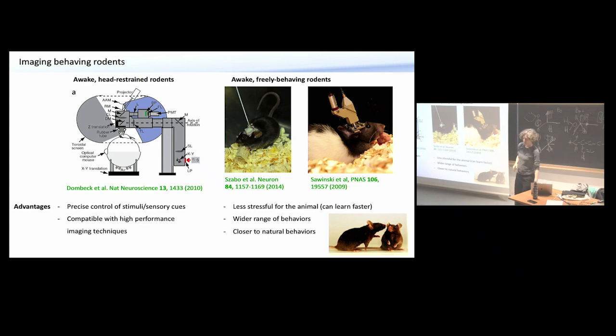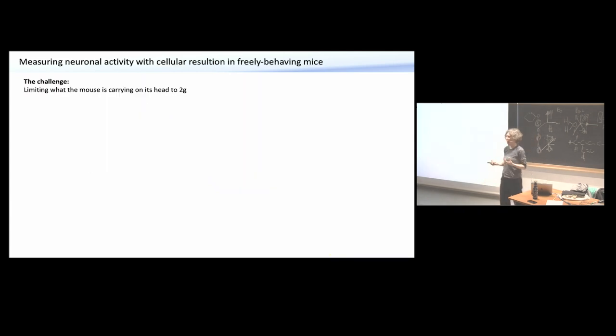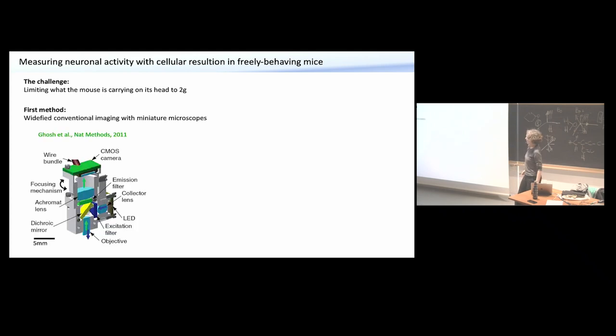Okay. But so what is the challenge for this? The challenge is that you need to have your microscope that is 2 grams, because you need to put it on the head of the animal. So how can you miniaturize the technique and make them 2 grams? This is a big challenge.